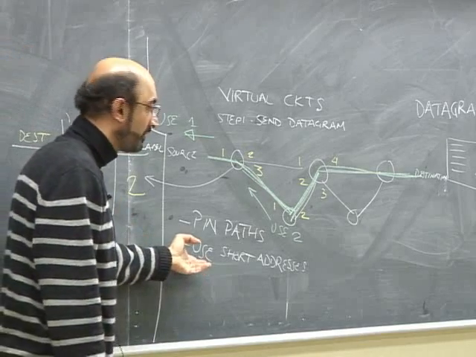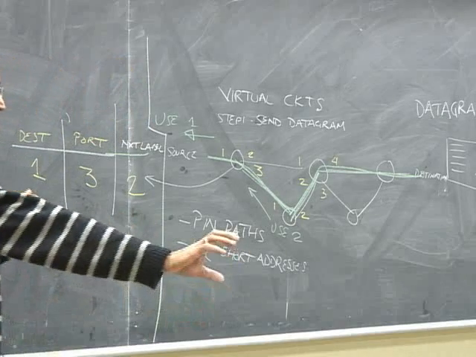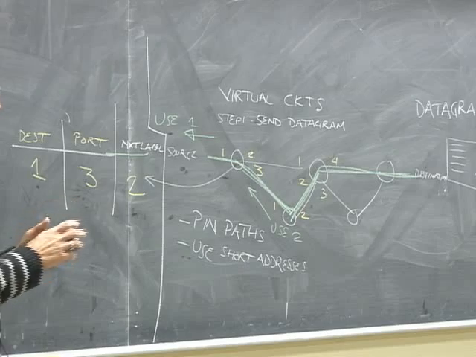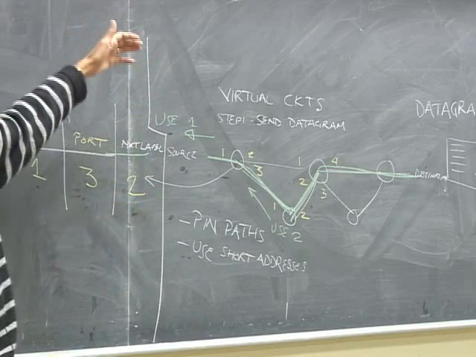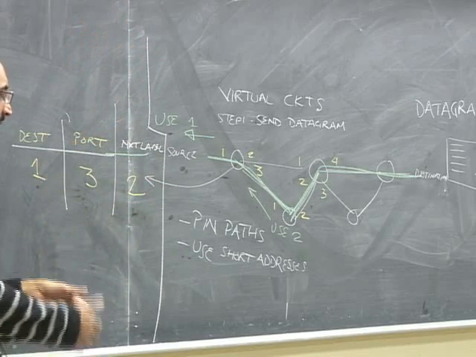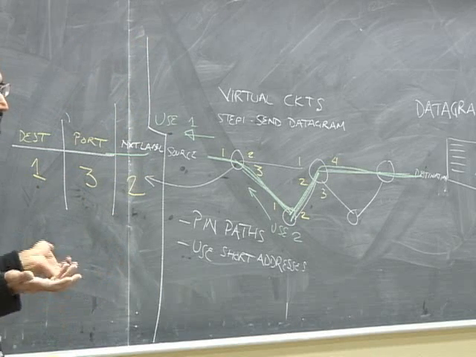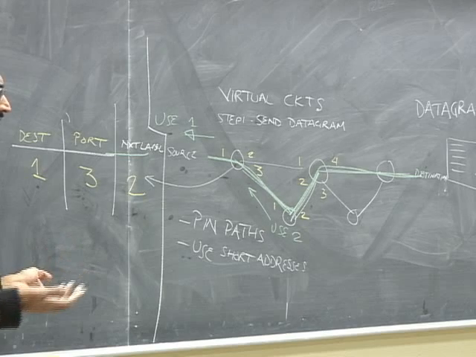And we use very short addresses because once this thing is set up, we only need to put this one number, like 1 or 5 or whatever, a small number, rather than the entire destination address, which is 32 bits. We can typically restrict it to about 16 bits or 10 bits or something like that, depending on how large your network is.